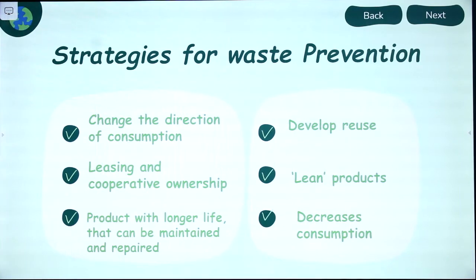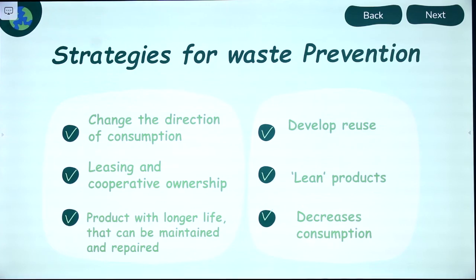So how can we have a zero waste? Now, is it possible to have a zero waste India? To have that, we need to find out the strategies for waste prevention. First step, we need to change the direction of consumption. Consumption means the kind of lifestyle or food you're leading. We need to change the direction, make it more sustainable. How long can we sustain the food that we are buying and eating?